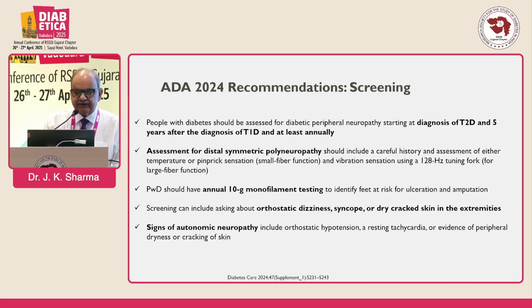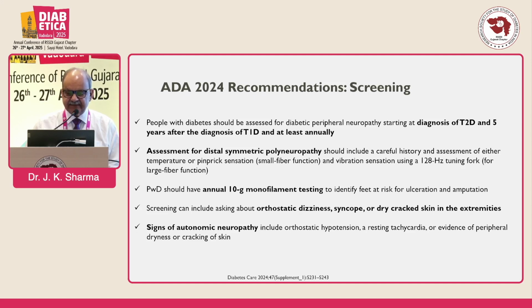What does ADA 2024 recommend regarding screening? People with diabetes should be assessed for diabetic peripheral neuropathy starting at diagnosis of type 2 diabetes and 5 years after the diagnosis of type 1, and at least annually, and also in type 1 diabetic patients, female patients, when they attain puberty.